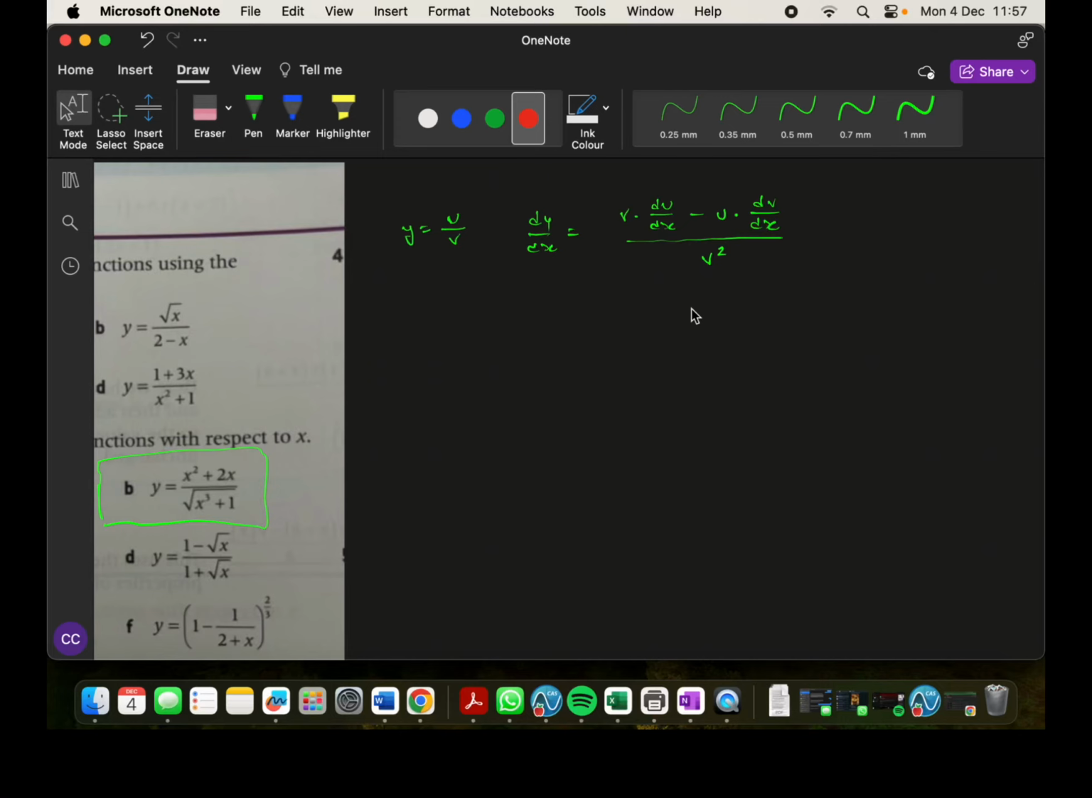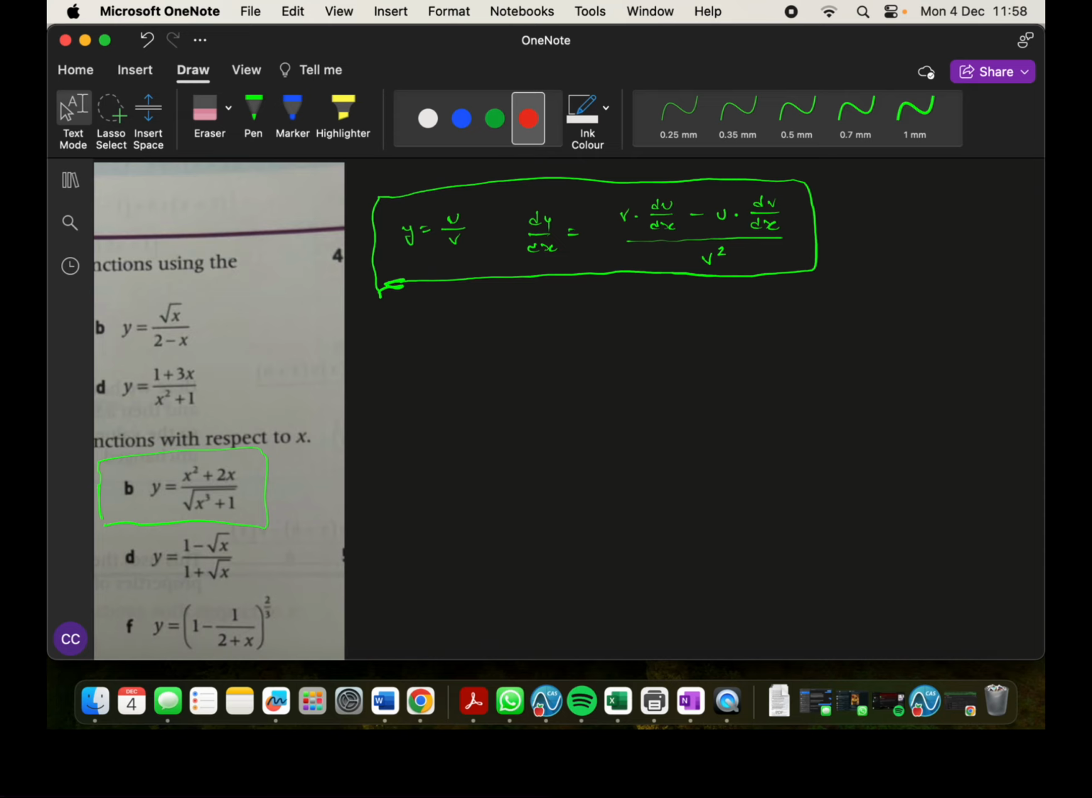All right, this question is from exercise 4K, which is about the quotient rule. We're taking this equation here, x squared plus 2x all over the square root of x cubed plus 1, and we need to find the derivative of that. In order to do that, we have to use the quotient rule, which I've conveniently already written right there.